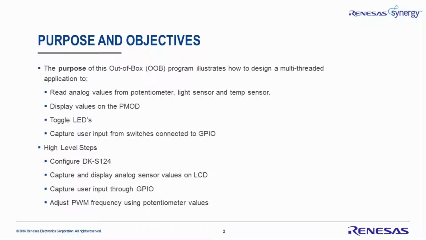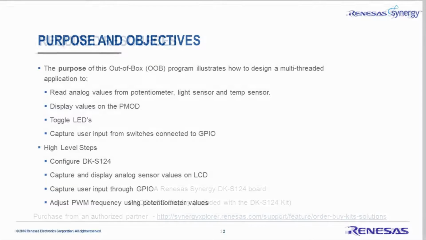The high-level steps involved are: configure the DK-S124 board for the out-of-box application, observe the analog sensor values change on the LCD screen, change the mode of operation using the two push-button switches, vary the frequency of the LED flashing using either the potentiometer or the light sensor, import, build, and debug the project, and, following next steps, take a look at the out-of-box application design.